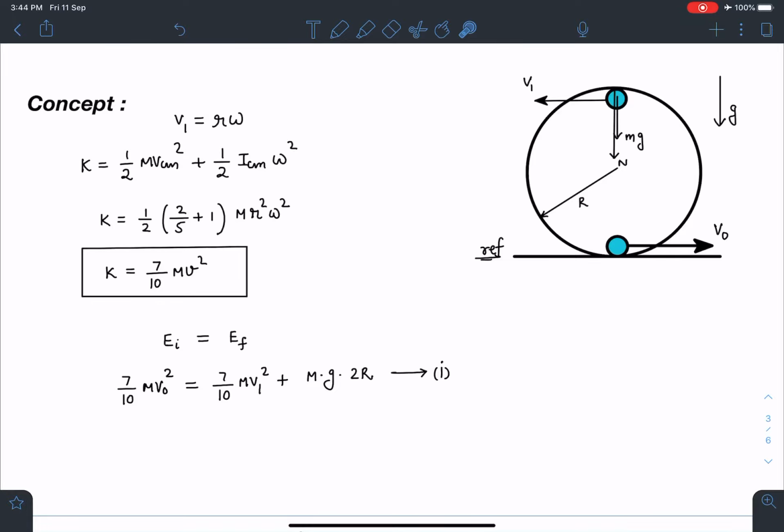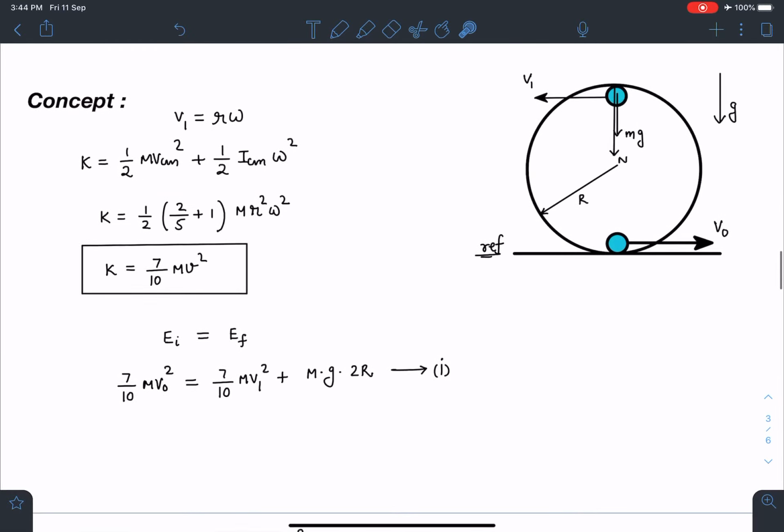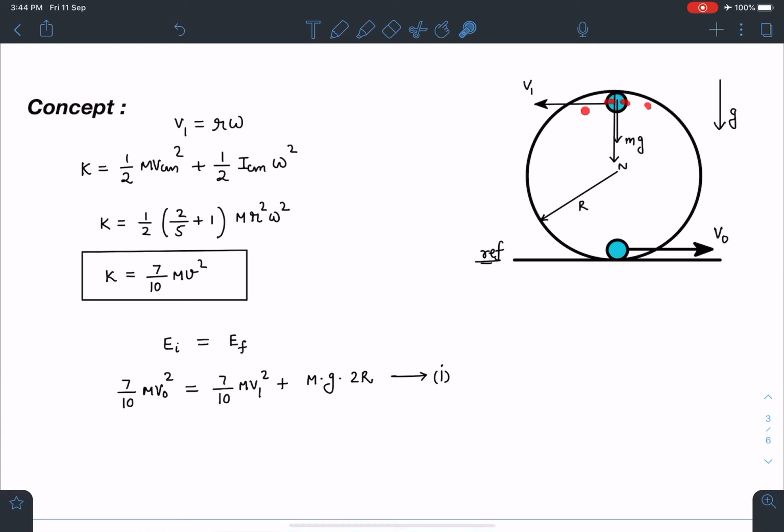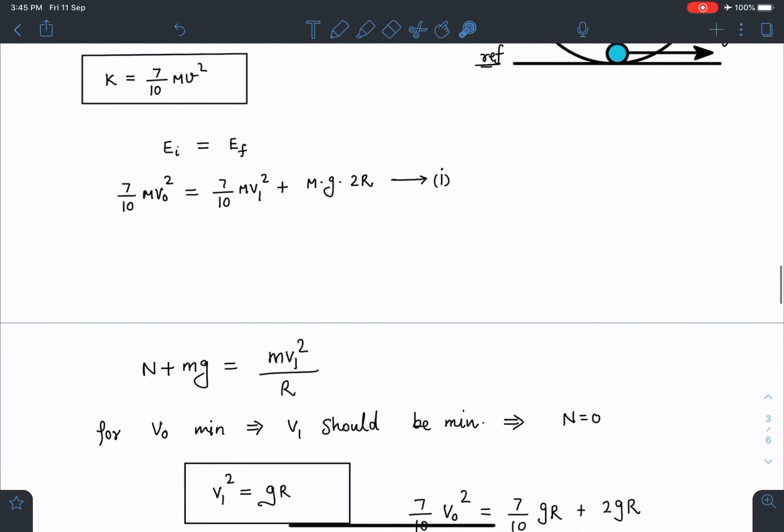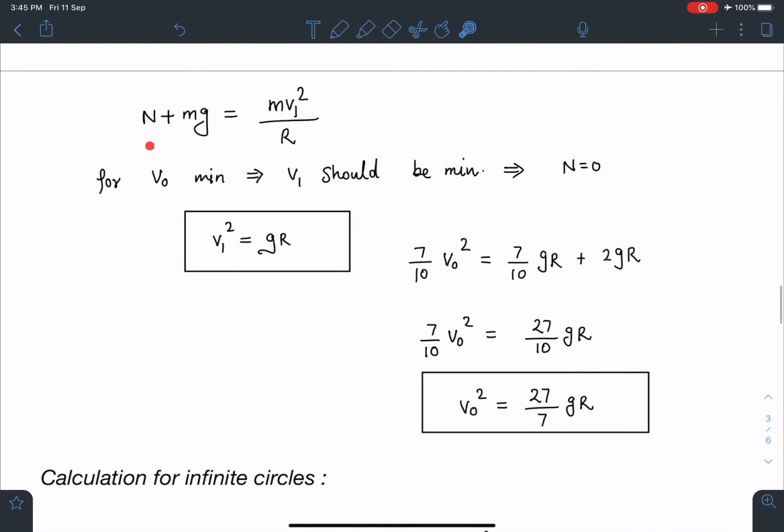This is one equation. Now at the topmost point we will analyze the force equation, because the center of mass of this ball is moving in a circle of radius capital R minus small r, but since small r is very small compared to capital R, I can say that the center of mass is moving in a circle of radius capital R itself. So now at the topmost point, the forces acting on this ball are the normal reaction from the track plus mg. So I can write net force towards the center is equal to mass into acceleration. Acceleration in circular motion is going to be v1 square by r.